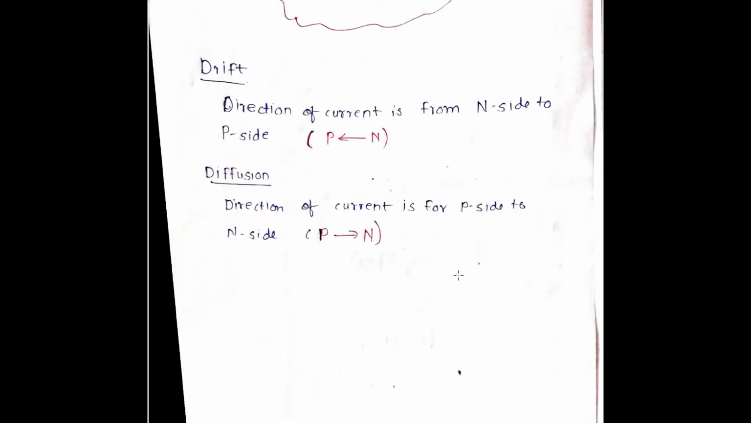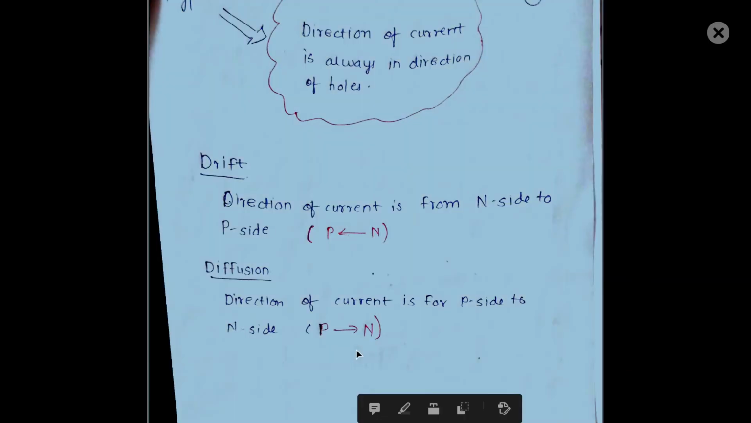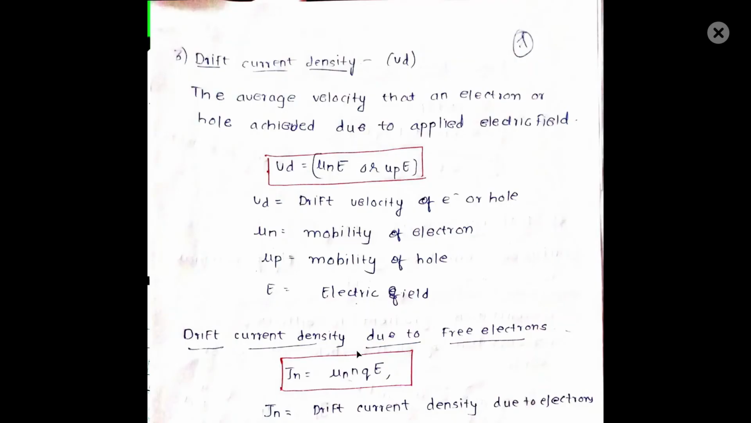So this is what I am telling you. As the direction of the current is determined by the direction of the holes, in case of your drift, the hole direction is from n to p, hence the direction of current is also from n to p. In case of your diffusion, the flow of holes is from p to n, hence the direction of current is also from p to n.